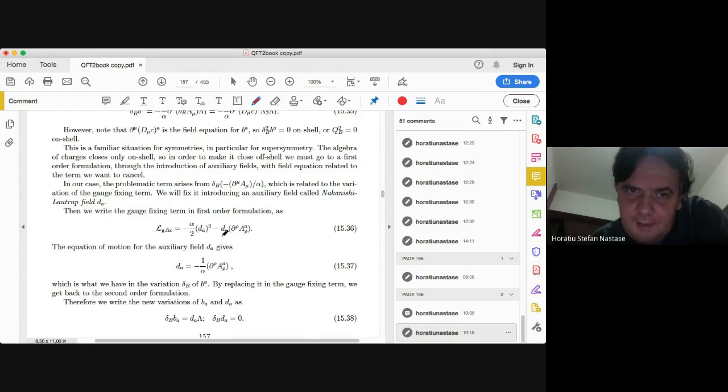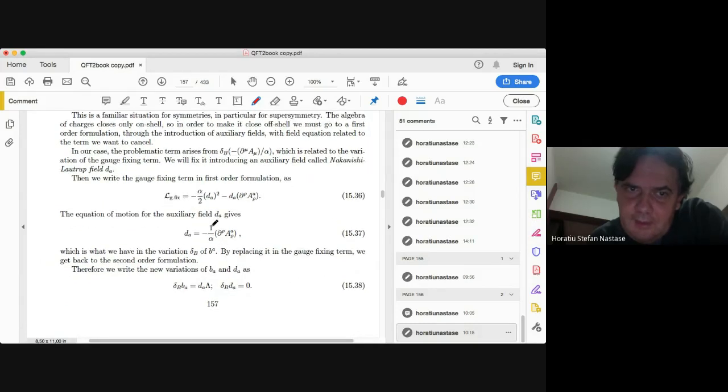You see that if I solve for the auxiliary field d A, its equation of motion, so when I vary here, I get d A, and here I just erase j, so the equation of motion is d A is equal to minus 1 over alpha d rho A rho. And when I substitute back here, I find d rho A rho squared over alpha minus 1/2 times the same thing, so 1 over 2 alpha d rho A rho squared, which is our gauge fixing action. So indeed, this is a first order form for the gauge fixing action.